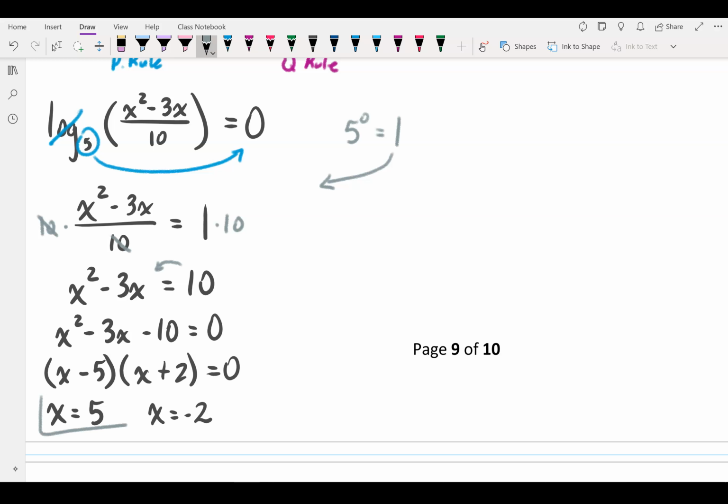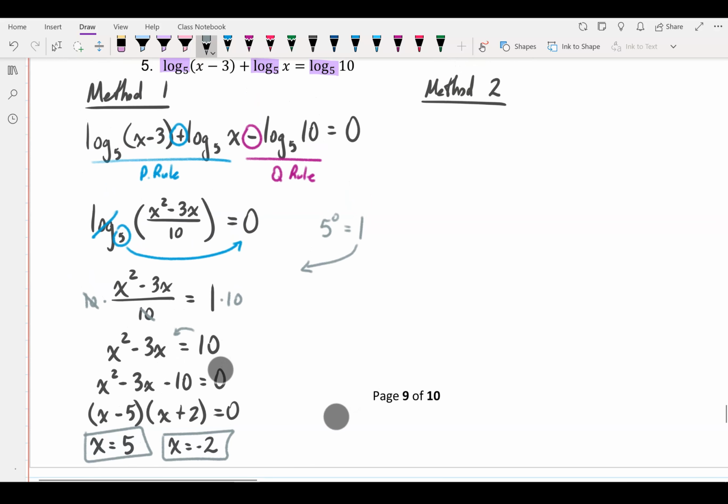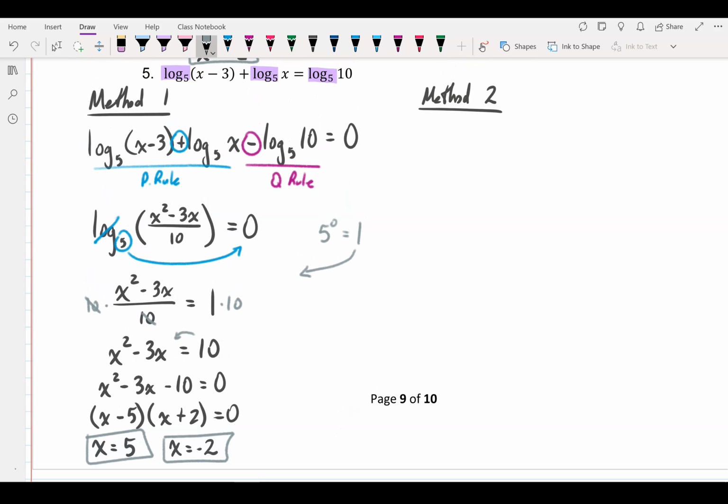So this is a longer method. It's a bunch of steps. I wouldn't call it difficult compared to some of the things you've been needing to do in this course, but certainly longer than what the next method is I'm going to show you. So that would be method 1.